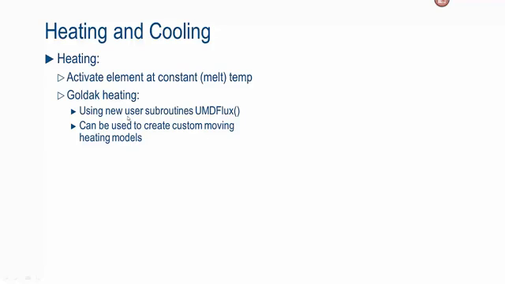With the new version, we have the Goldak heating model supported, the double ellipsoidal model supported, using a new subroutine called UMD Flux. So this can be used to create custom moving heating models as well. If for some reason you want to use a model other than Goldak, you will be able to code that inside this UMD Flux subroutine.